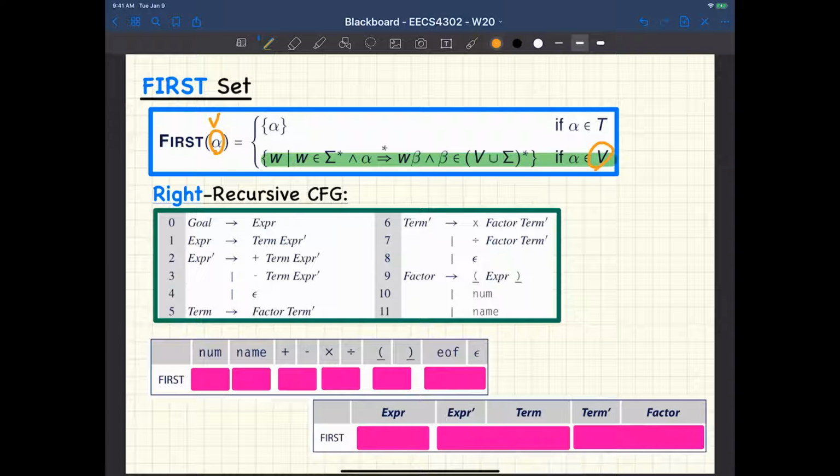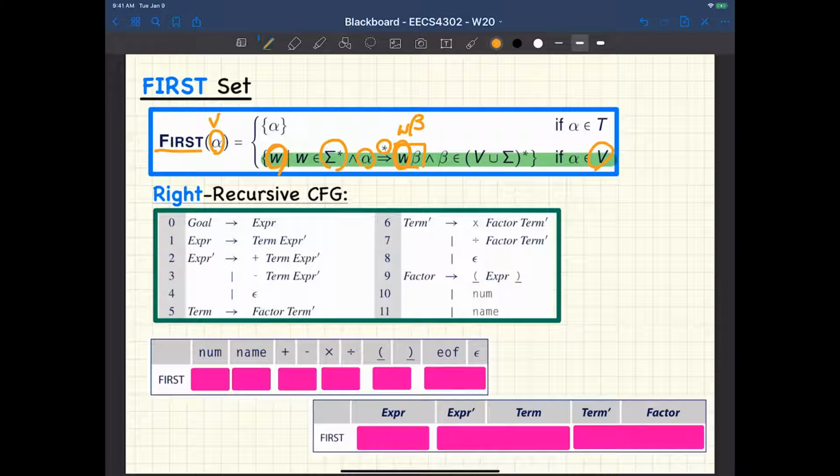If that's the case, the first set for that variable will just be all the words W, such that W will just be some symbols. There's no variable anymore, just symbols. And then, how can we collect such words? It's like this. For any string like W beta, any string that can be derived from alpha with a number of derivation steps, we simply collect the first part, just W, in the set comprehension. That's how you can understand it conceptually.